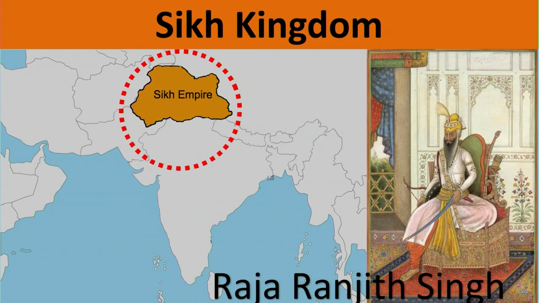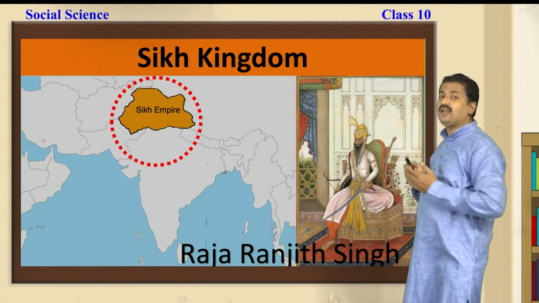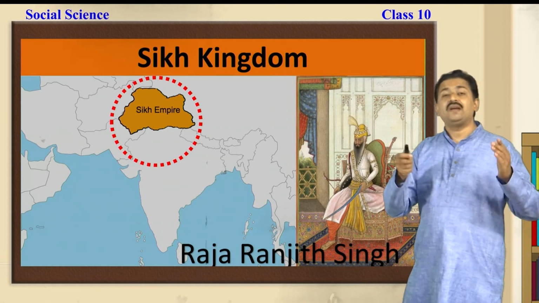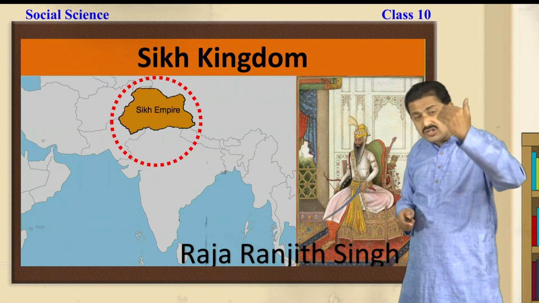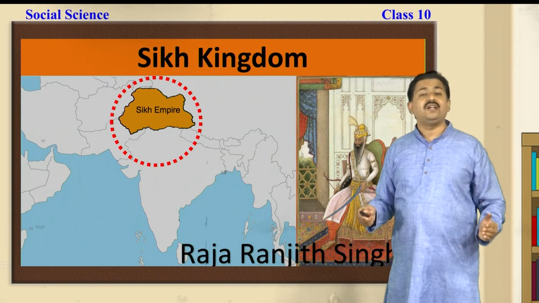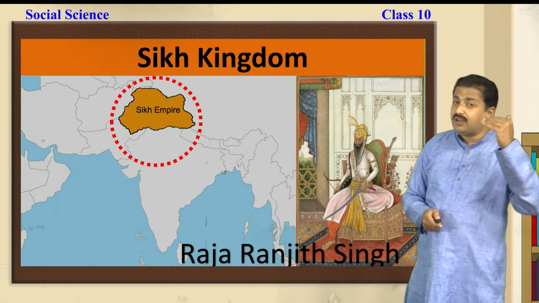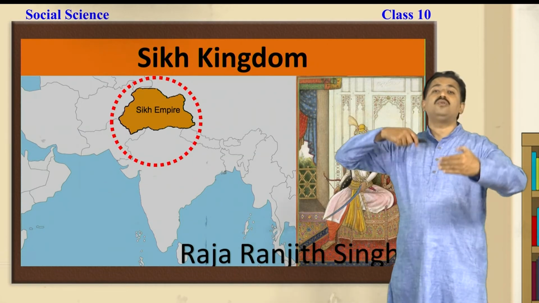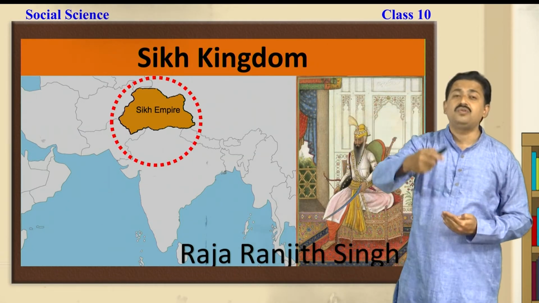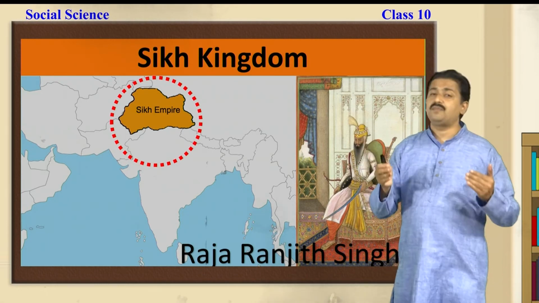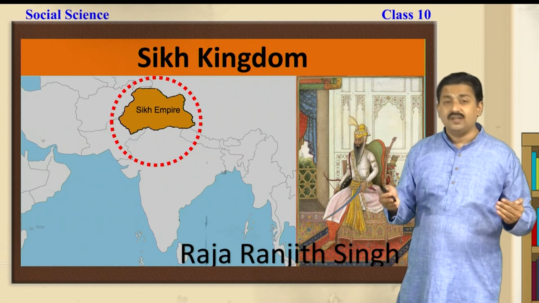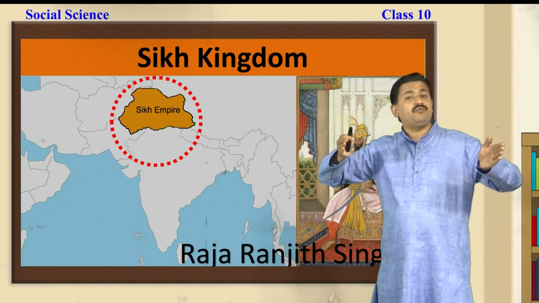See here, this is the Sikh Kingdom. It was established by Raja Ranjit Singh. Raja Ranjit Singh established the Sikh Kingdom in India. Initially, he too was against the British, but in the year 1809, the British defeated Raja Ranjit Singh and imposed the doctrine of subsidiary alliance on him. Therefore, he had to accept the subsidiary alliance.